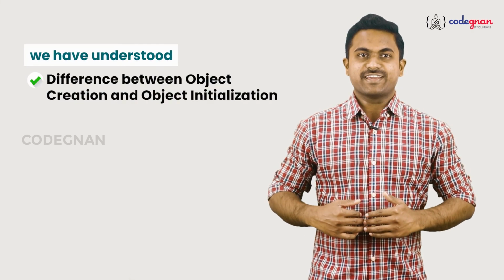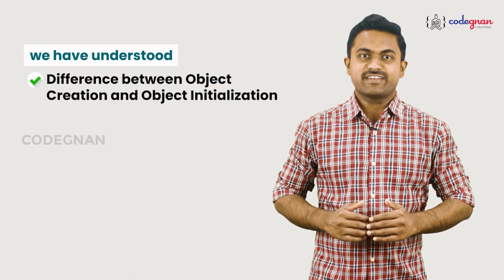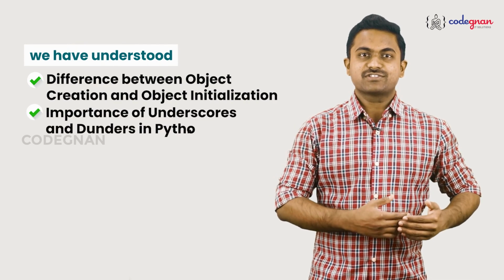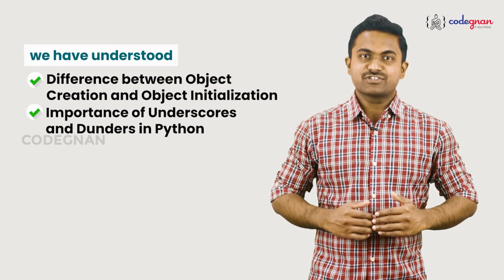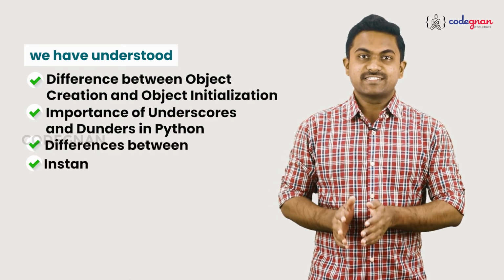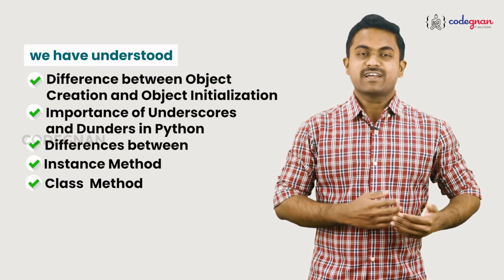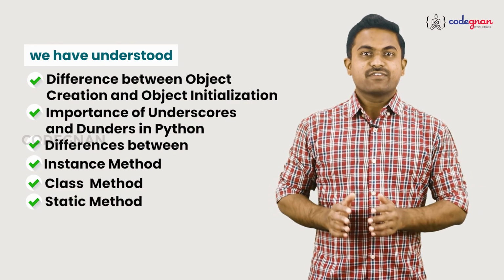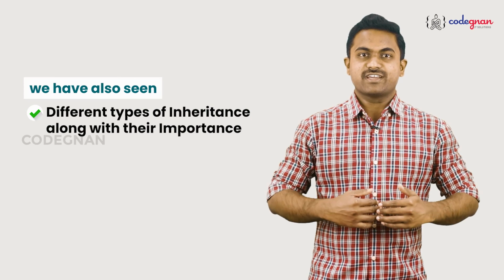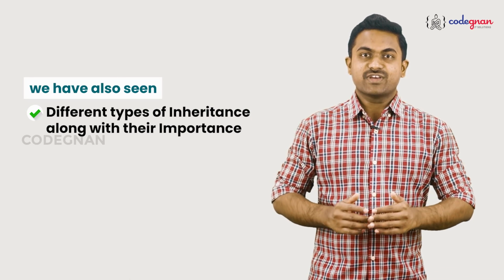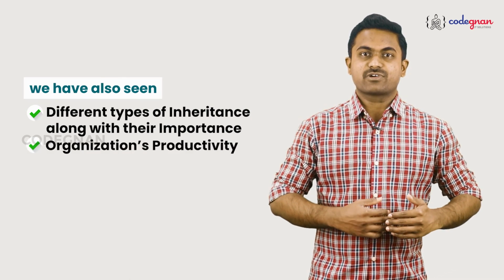So we have understood the difference between object creation and object initialization, along with the importance of underscores and dunders in Python. We have also understood the differences between instance method, class method and static method, as we have also seen different types of inheritance along with their importance, as it will increase the organization's productivity.